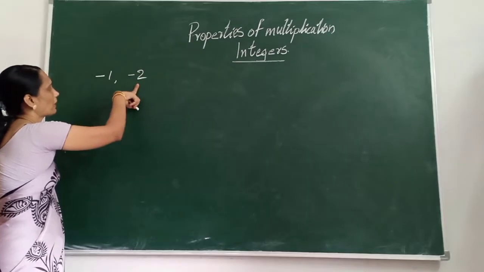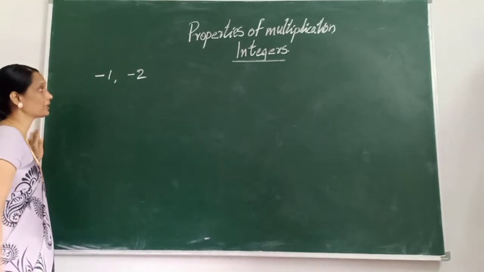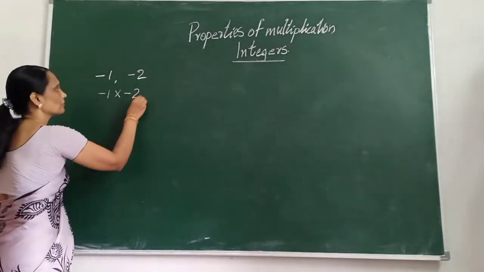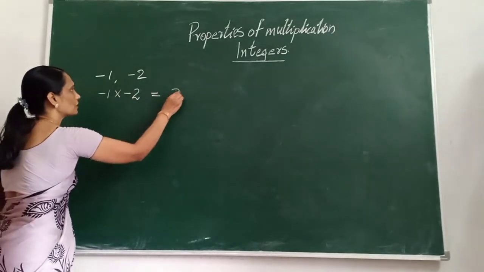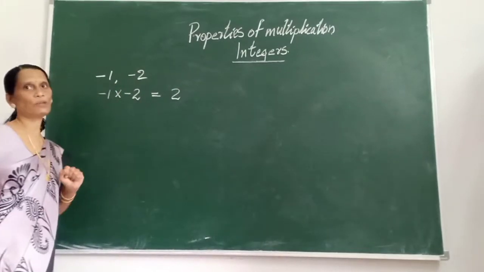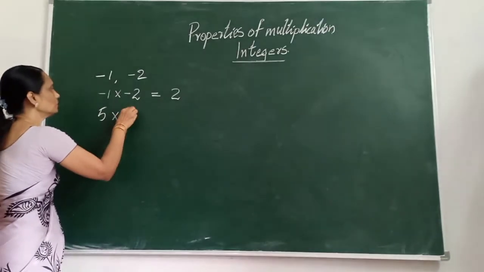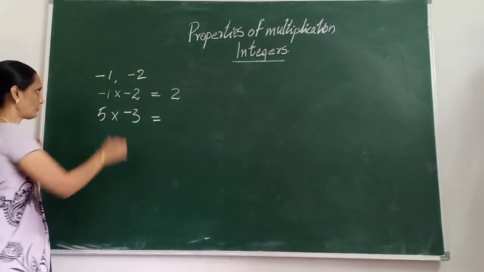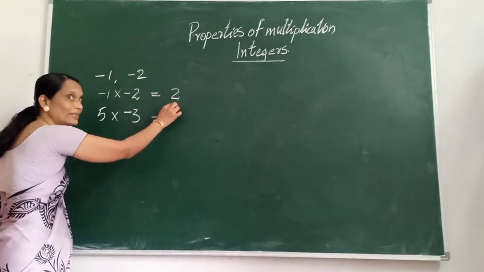So we have taken the numbers minus 1 and minus 2. We are learning about the properties of multiplication now. So let us multiply minus 1 into minus 2. What is minus 1 into minus 2? 1 twos are 2 and minus into minus is positive. So the answer is plus 2. Let us take other two numbers. Plus 5 into minus 3. Here I have taken two negative numbers. When I took two negative numbers, I got a positive number, but this is also an integer.